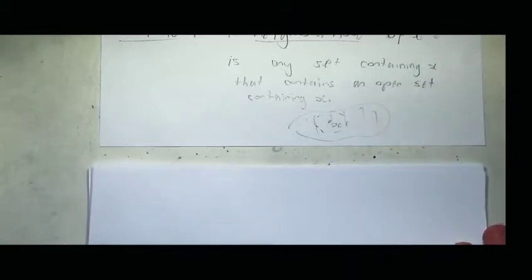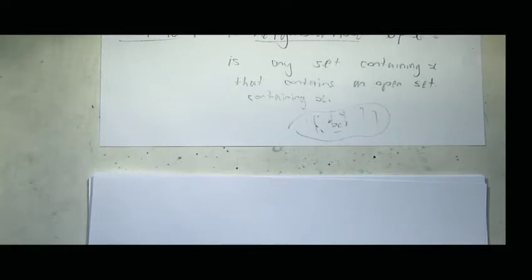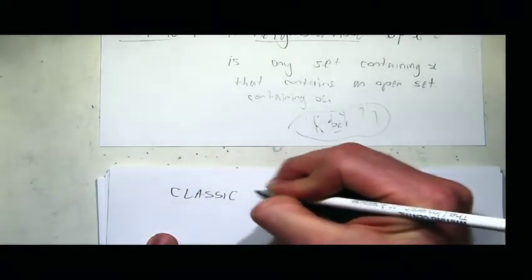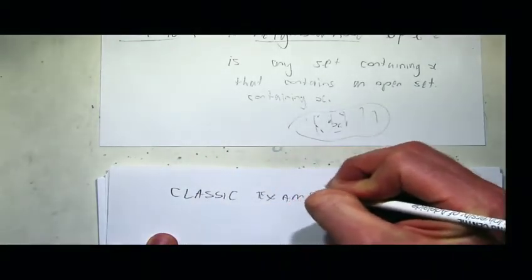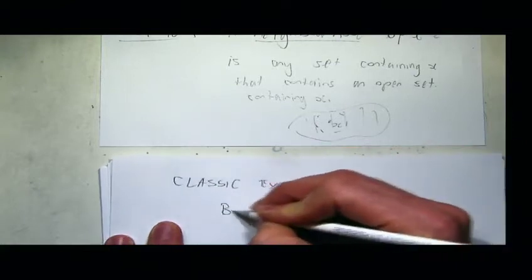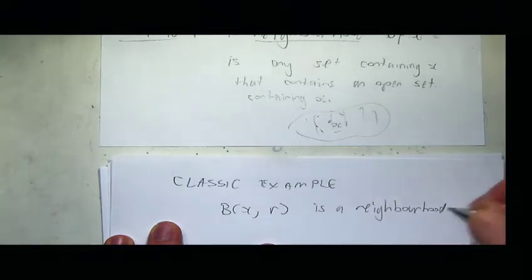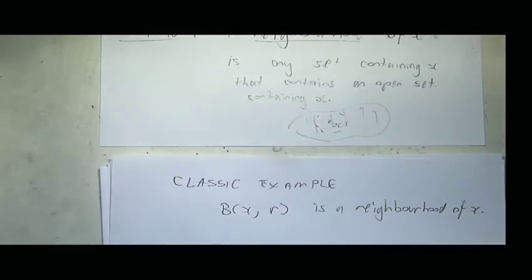So would an open ball of centre X and radius r be a neighbourhood of X? The classic example is an open ball around X. An open ball centred at X is a neighbourhood of X.